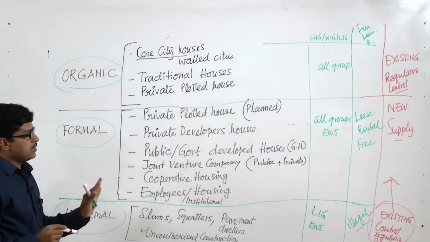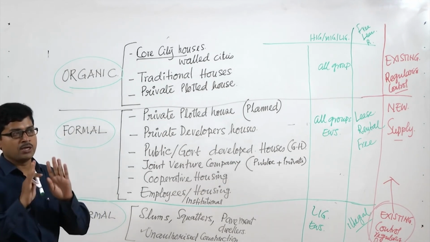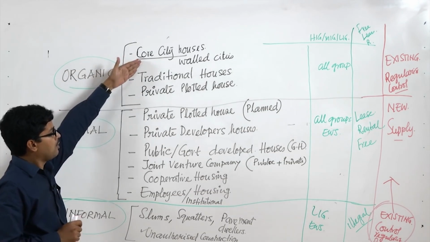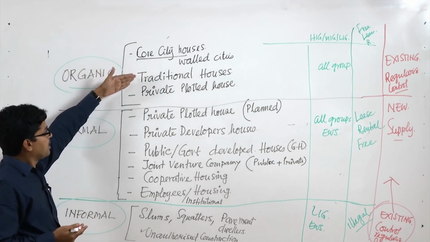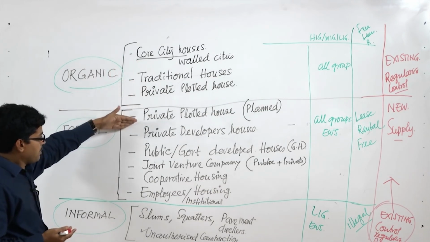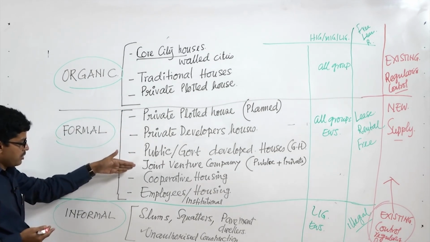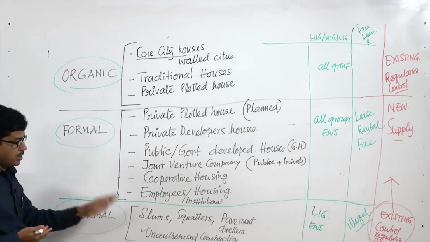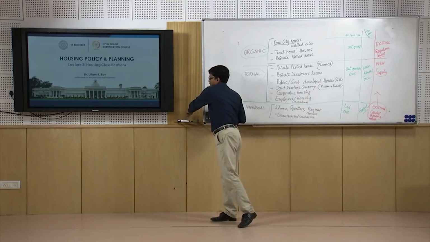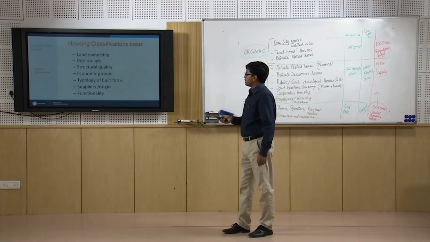So having said that, now we will see some pictures as examples of how they look and how to differentiate different kinds of house. So we will see the core city or world city area houses, traditional houses, private plotted house. In the formal category: private plotted house, private developer house, public government development house, joint venture, cooperative, employees, and the informal house. Now let us see the examples of all those categories or classes of house. This we have discussed earlier.